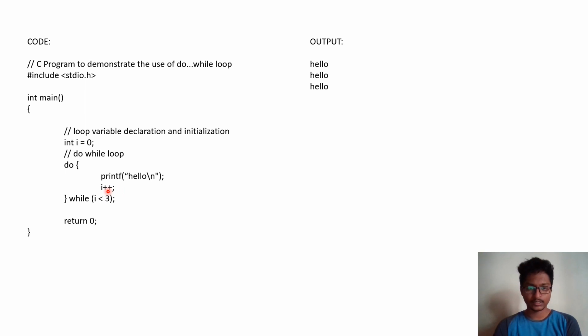Again the i is incremented. The i value over here becomes 3. This again is checked in the while condition. 3 is not less than 3, so the loop terminates and the program ends.